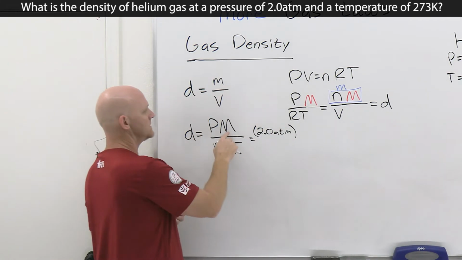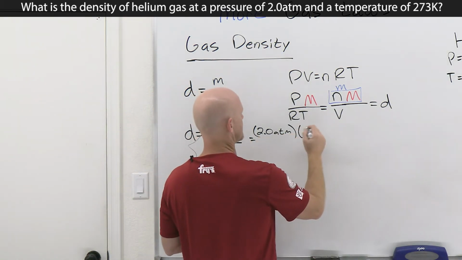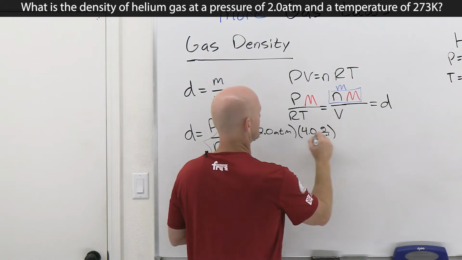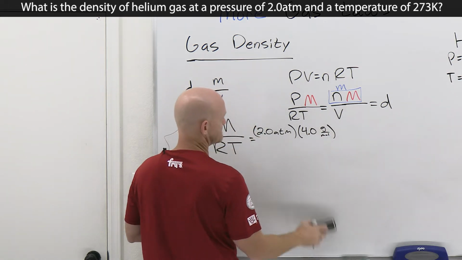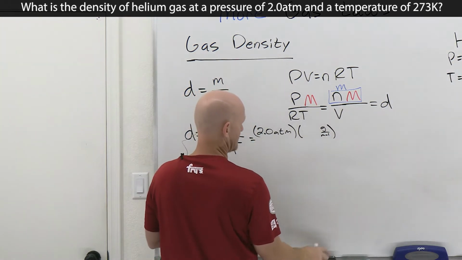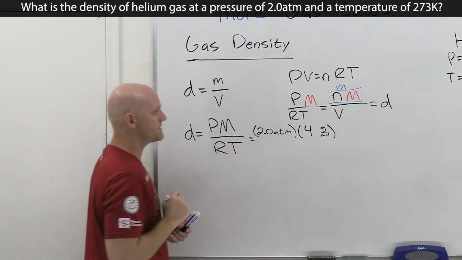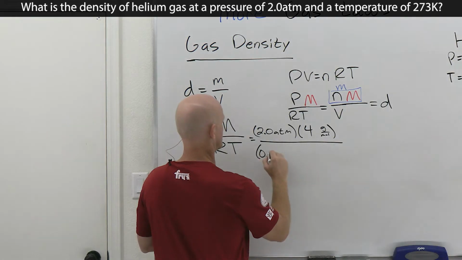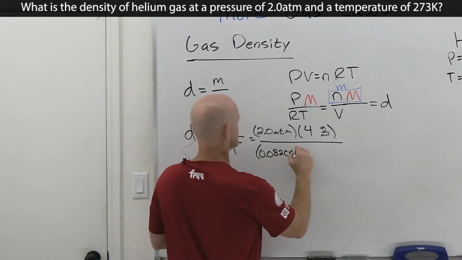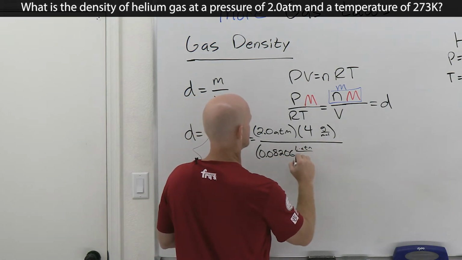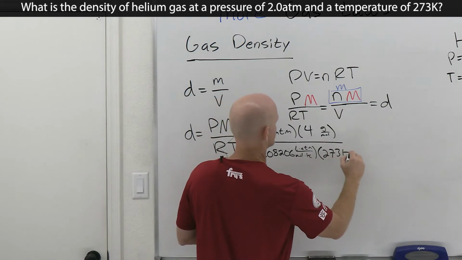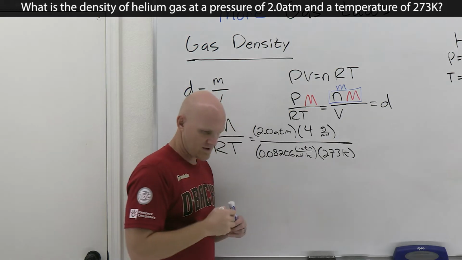We look at the periodic table. So the molar mass for helium is 4.0 grams per mole. So actually, I'm just going to round it to 4 to the nearest whole number for the molar mass there. And then all over RT, so we got 0.08206 liter atmospheres per mole Kelvin, and that temperature of 273 Kelvin, and we could get that density.